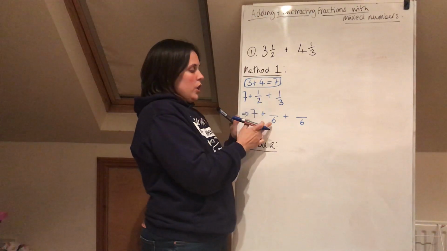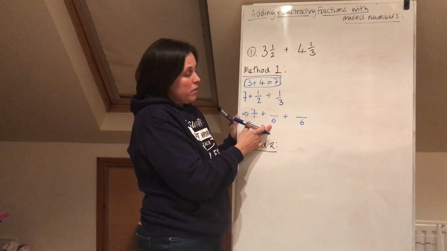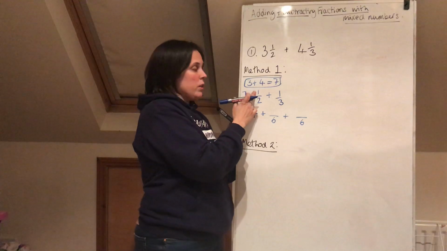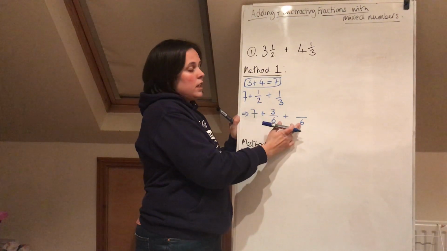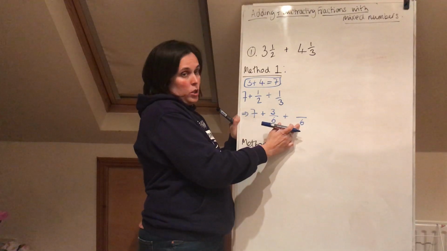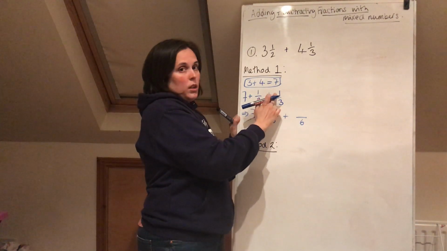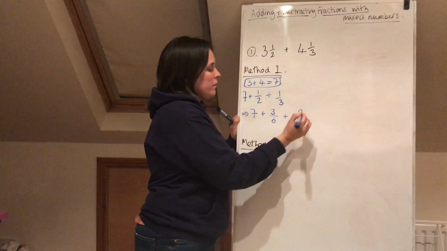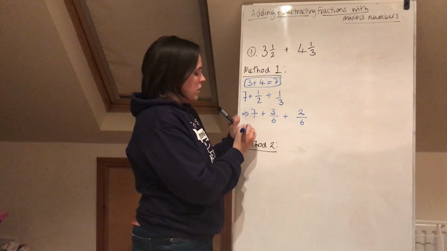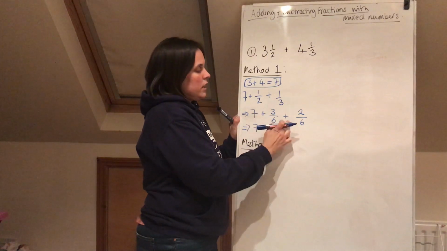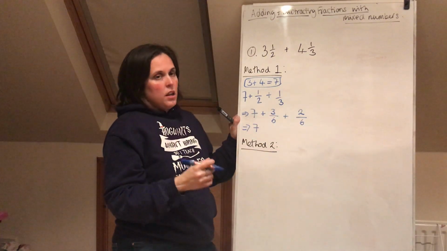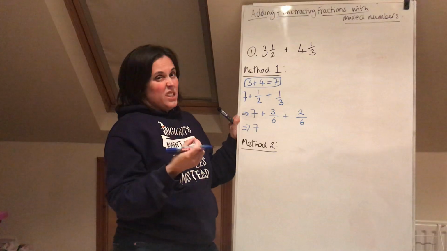So what do I do to 2 to give me 6? Well, I multiply by 3, so I must do the same with the numerator. So 1 times 3 is 3. What do I do to 3 to give me 6? Well, I times by 2, so I must do the same with the numerator, and 1 times 2 is 2. So then we've got 7 whole ones plus 3/6 plus 2/6. And 3/6 and 2/6 is 5/6.